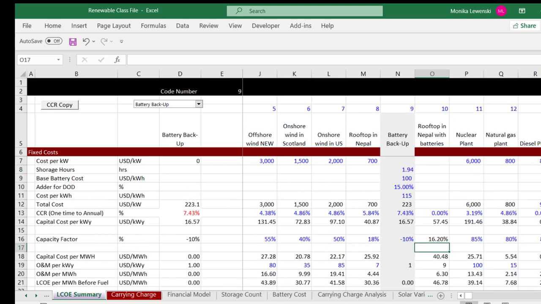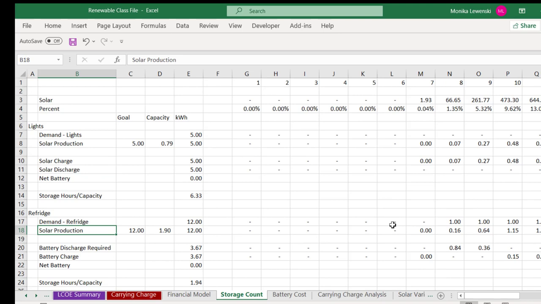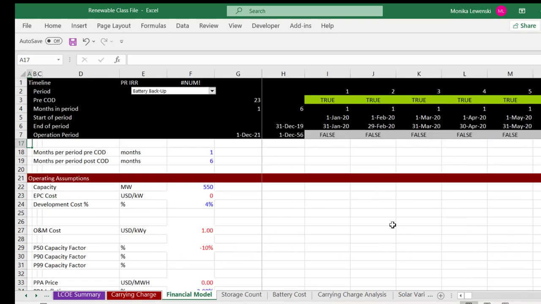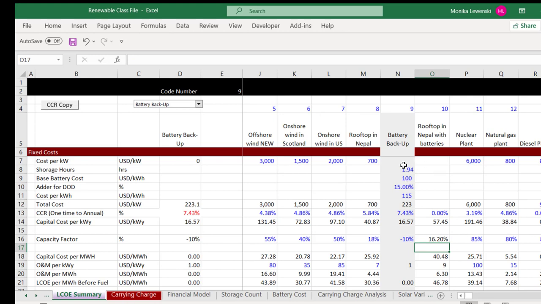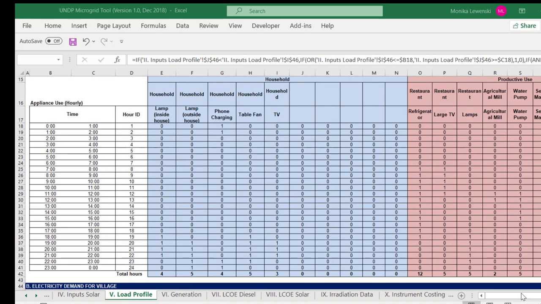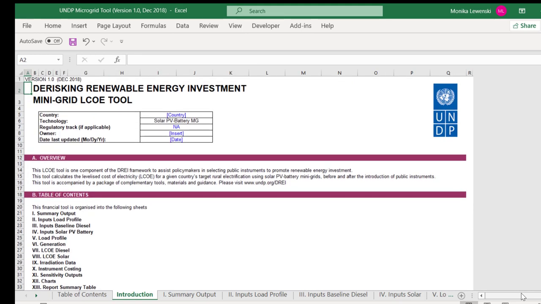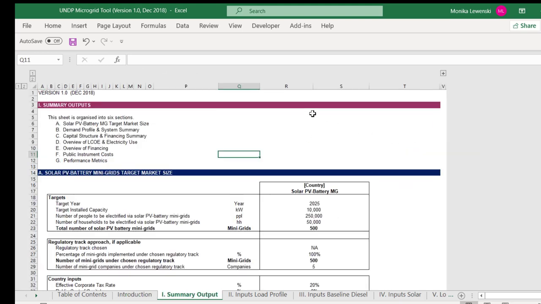So here's my explanation of how to compute the storage hours and put some storage hours in our simple framework. Okay. I have a model from UNDP. Look at it. Shift control C table of contents. And this is some kind of mini grid LCOE tool.